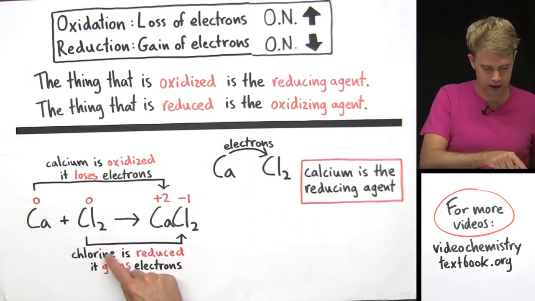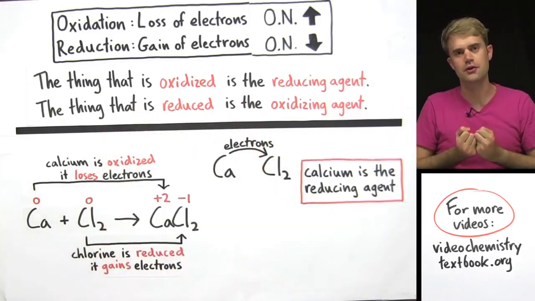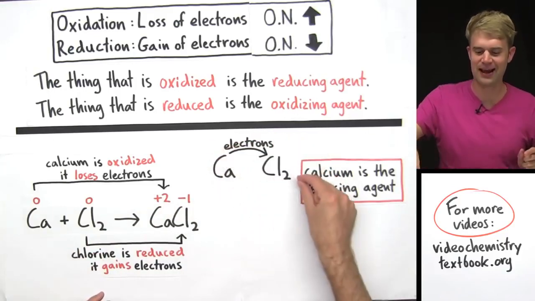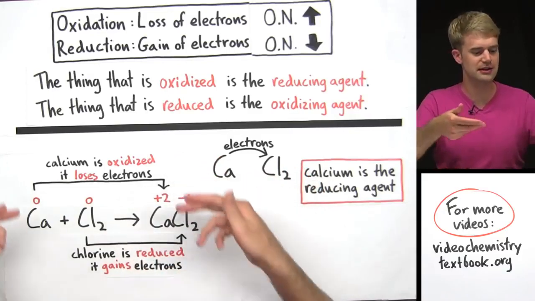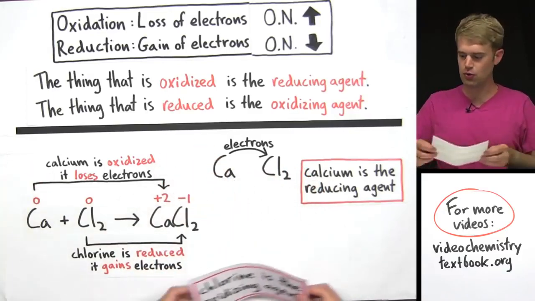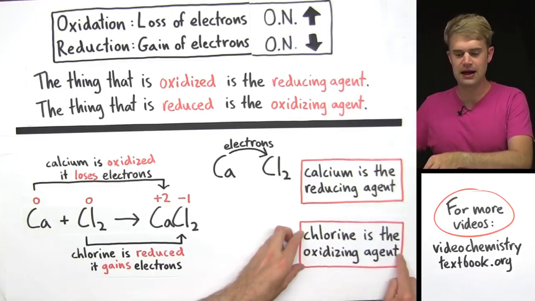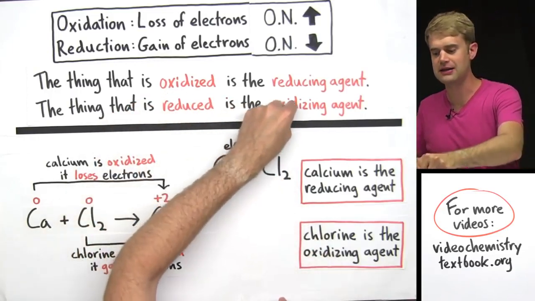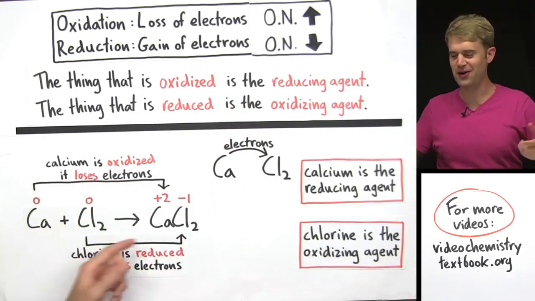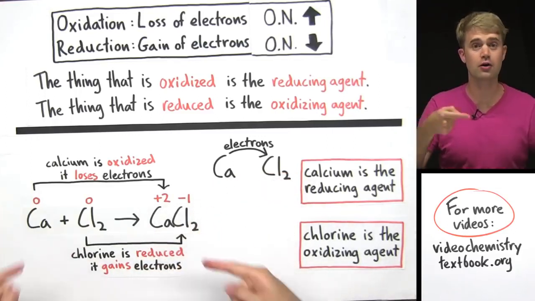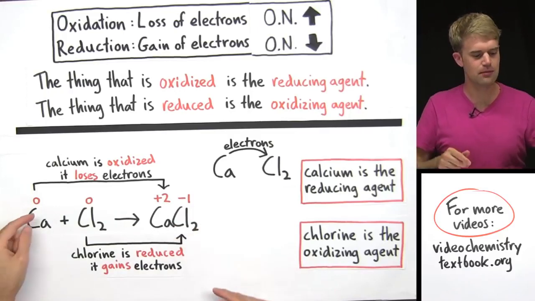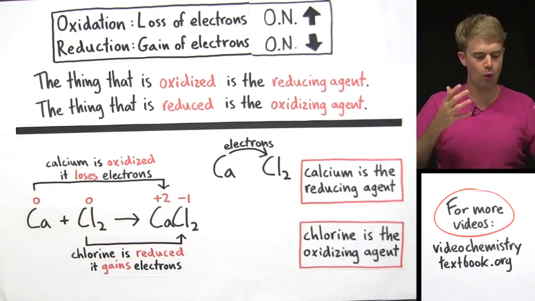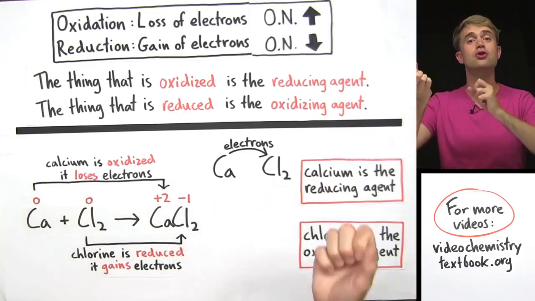Over here, chlorine is being reduced. It gains electrons, but by doing that, it's taking electrons away from calcium, which is allowing calcium to lose those electrons. It's allowing calcium to become oxidized. So chlorine here is the oxidizing agent. We can also keep in mind that the thing that is reduced, chlorine, is the oxidizing agent. That's how we figure out what the reducing agents and the oxidizing agents are in an equation like this. We start with the oxidation numbers, we figure out what's getting oxidized and what's getting reduced, and then we can apply these rules, or we can just think about it: what is helping the other get oxidized or get reduced?